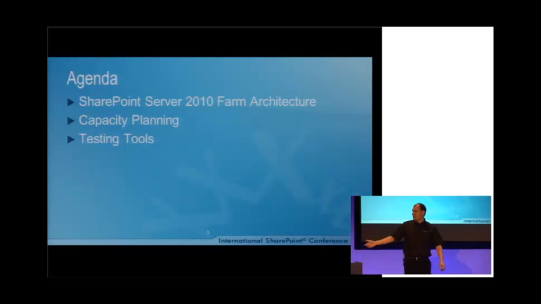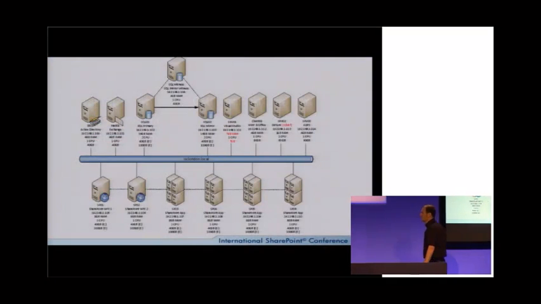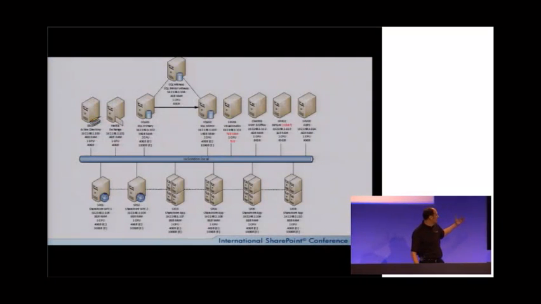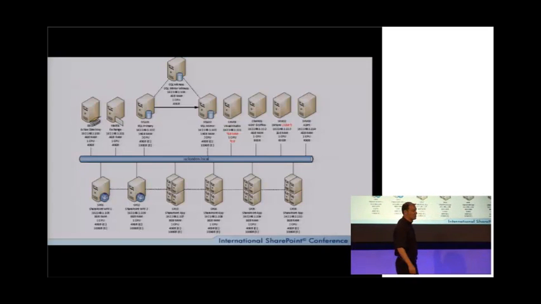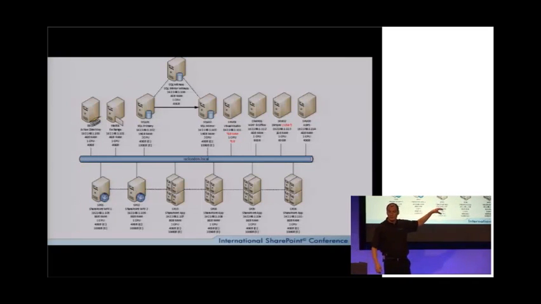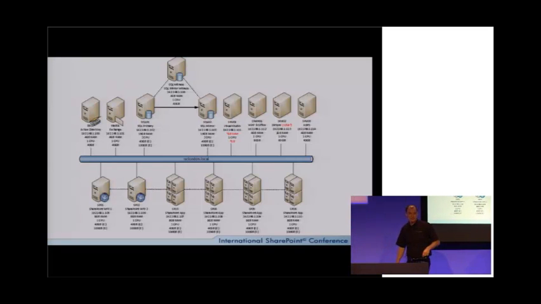So let's have a look at the farm architecture. Should we go through that one, and then we'll look at the capacity planning itself, and then we'll do some testing tools. So here we go. This is what we've currently kind of looking at, isn't it? This is what we've got in our environment. This is what we've built so far. It kind of looks quite scary when you look at it like that, doesn't it? This is what our little server rack's buzzing away with.